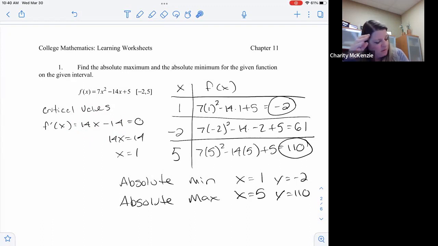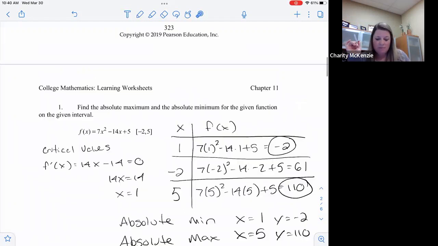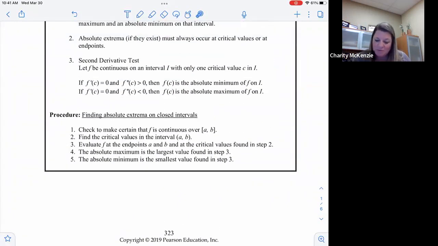I would only use the second derivative test if you don't have endpoints. Because if I did not have the -2 and 5, the second derivative would be 14, and it would tell me that, since it's greater than 0, you only have an absolute minimum. Because it's just 14, it's always greater than 0. There is no absolute max because the graph goes like this if we didn't have endpoints.